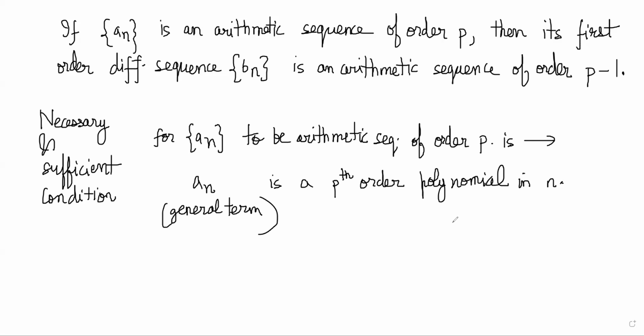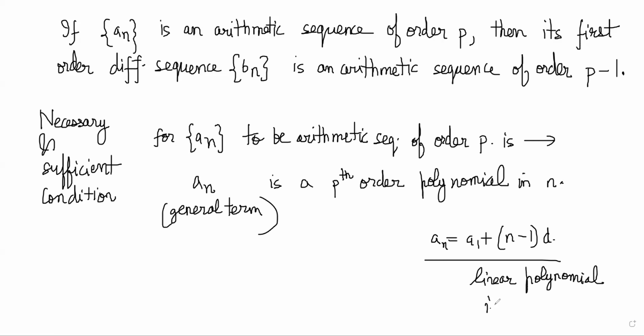So if you take a normal arithmetic sequence, we know An was A1 plus (n minus 1) into D. This is a linear polynomial in n. So the sequence An, whose general term this is, is an arithmetic sequence of order 1, because the degree of this polynomial is 1, right? But if it was a quadratic in n, then the sequence was an arithmetic sequence of order 2, right?